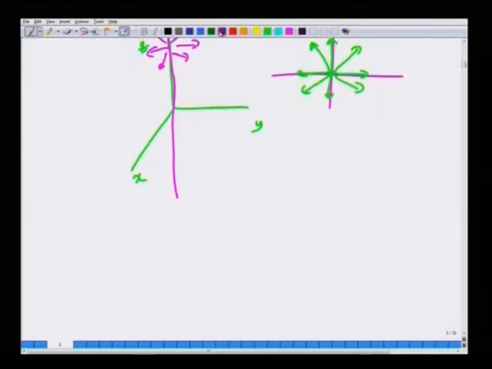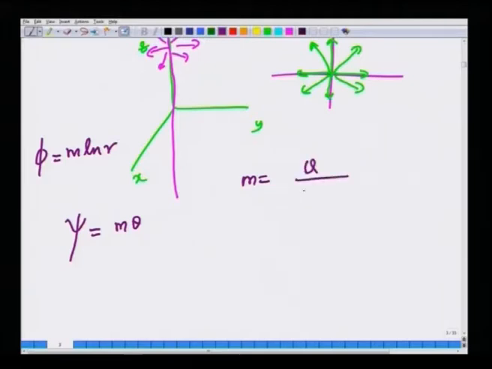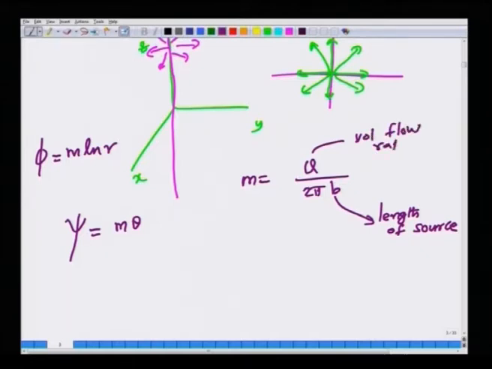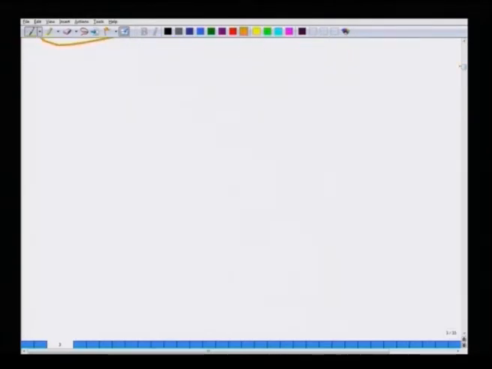And for this problem we found that the velocity potential is m log r and the stream function is m theta, where m is nothing but q by 2 pi b, where b is the length of the source and q is the volumetric flow rate. This is called the source strength. If m is positive, it is a source flow, if m is negative, it is a sink flow. So, we have discussed this also in the last lecture. We then began to discuss what is called a line vortex. That is the topic that we are going to start now.